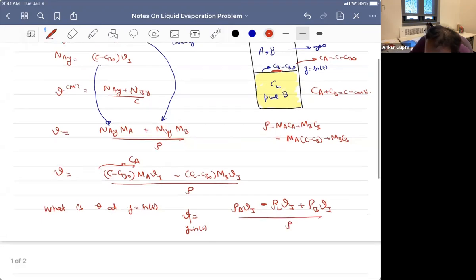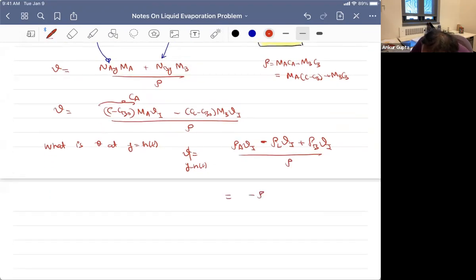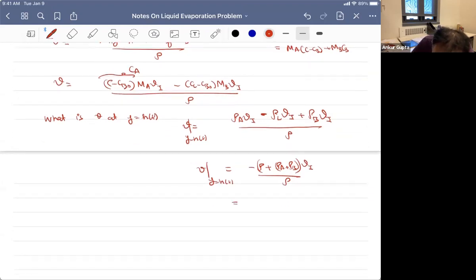Another way to think of this is (minus rho L plus rho A plus rho B) times VI by rho. Oh, my mistake, just to clarify, I meant minus rho L plus rho A plus rho B, times VI. You can verify this if there's any confusion. This becomes essentially (minus rho L minus rho) VI by rho.